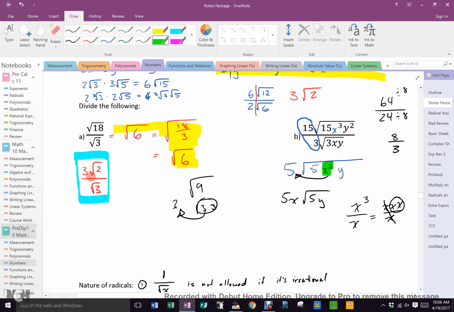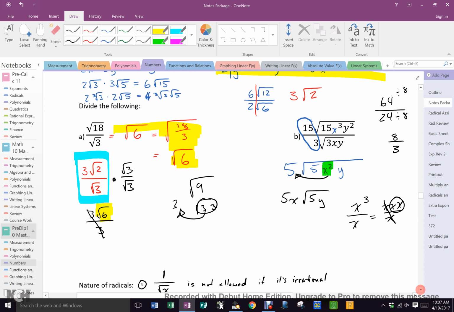Remember this situation? We all agreed with what Karina did, yes? But now we know that's not okay, right? So what would we do here? What would we multiply by? Root 3 over root 3, correct? Okay, so that is 3 root 6 over what? 3. What do you do with the 3s? Cancel. And there's our root 6. Everybody cool? Okay?